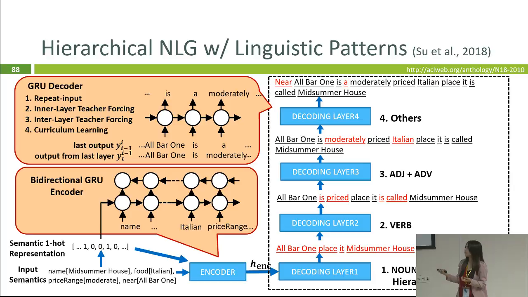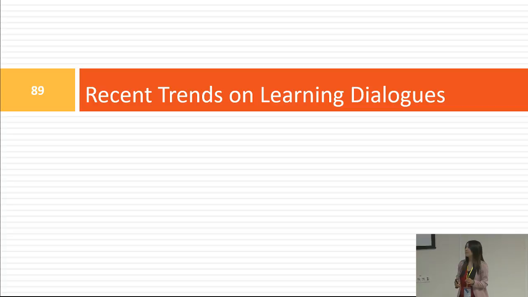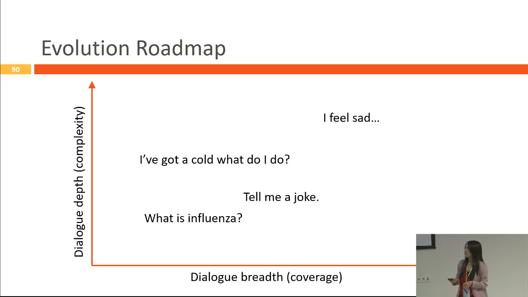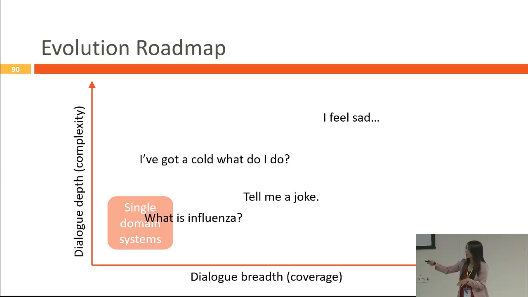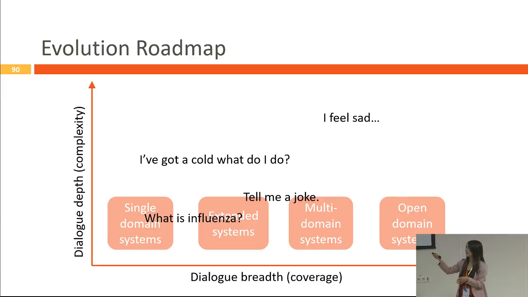Okay, after that, we'll mention some recent trends in dialogue learning. They have two different directions. One is about coverage. One is about complexity. Currently, we do a lot of single-domain dialogue systems, but we want to extend to multi-domain. And in the late future, probably we can have an open-domain system, but it's very difficult.